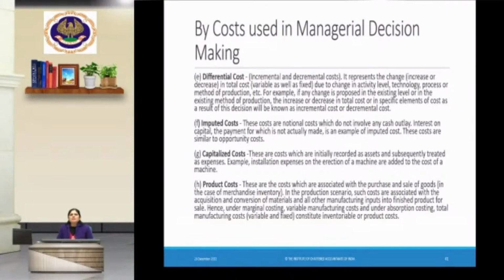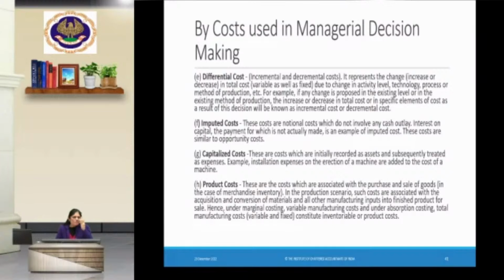Imputed cost is the cost which is not actually incurred, which is a notional cost. It is basically only for understanding; there is no cash outflow, there is no cash outlay in imputed cost. So these costs are notional costs which do not involve any cash outlay. Interest on capital, payment which is not made, is imputed cost.